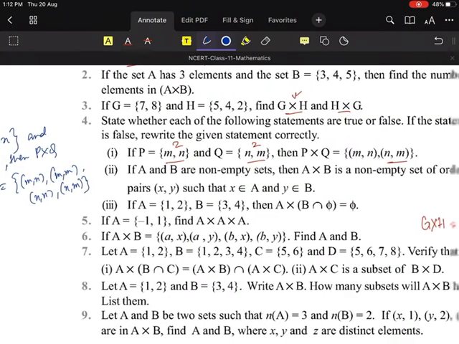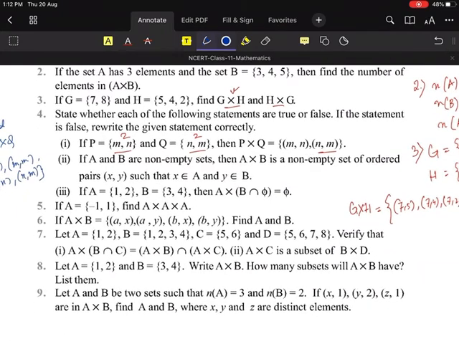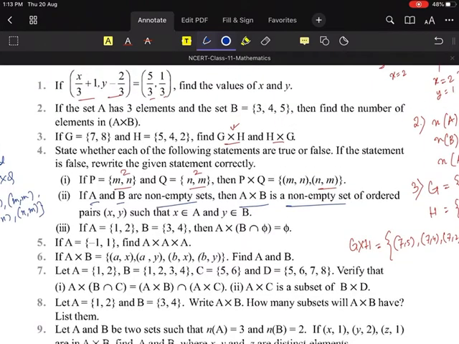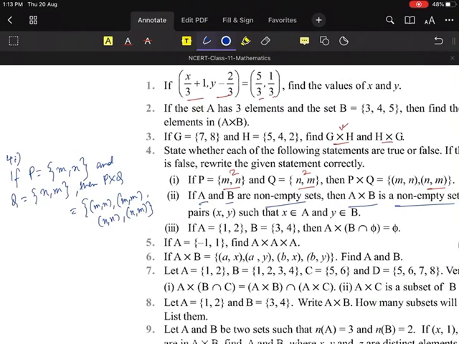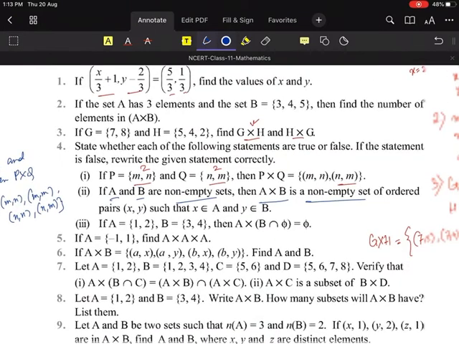Okay. Now let's move on to the second question. If A and B are non-empty sets, non-empty set means what? There are some elements in there. Then A cross B is a non-empty set of ordered pairs. Yes, because if A is a non-empty set and B is a non-empty set, then we can form A cross B as also a non-empty set, just like what we have done here. P is a non-empty set, M and N elements are there. Q is also a non-empty set, so we form a non-empty set, the Cartesian product of P and Q, right?